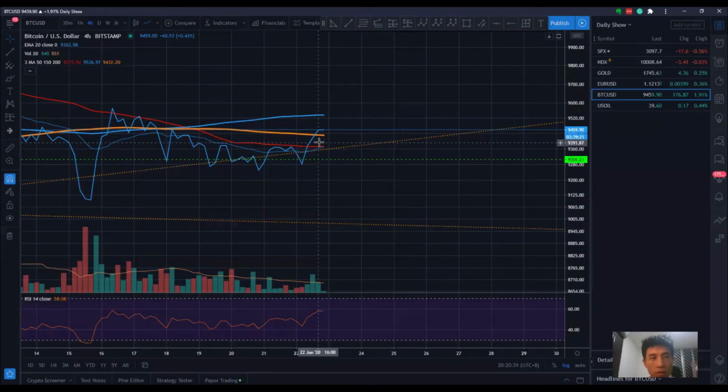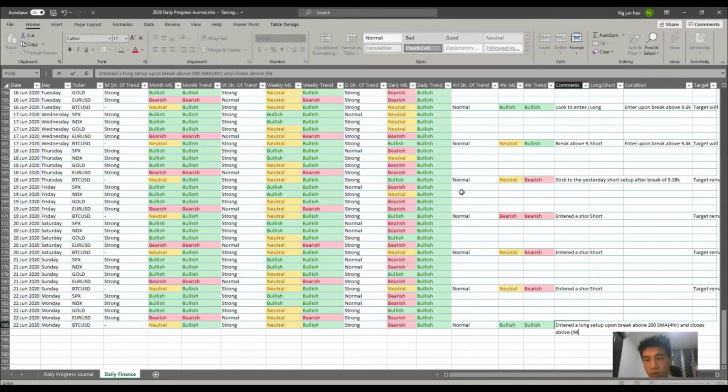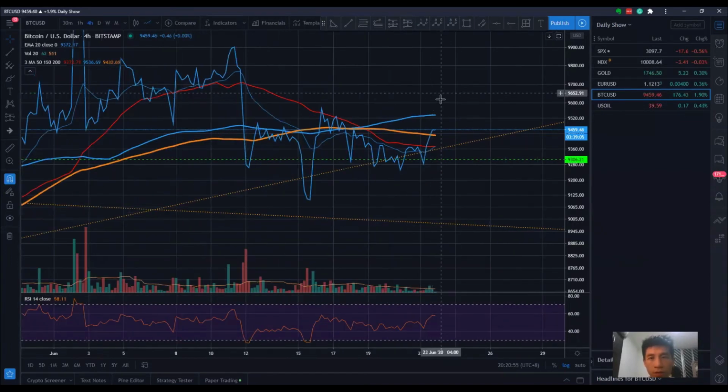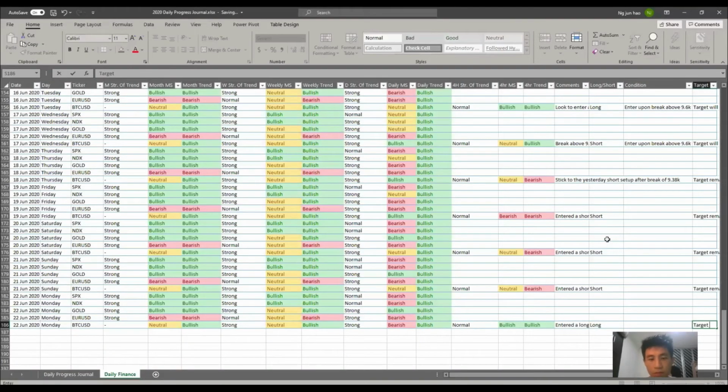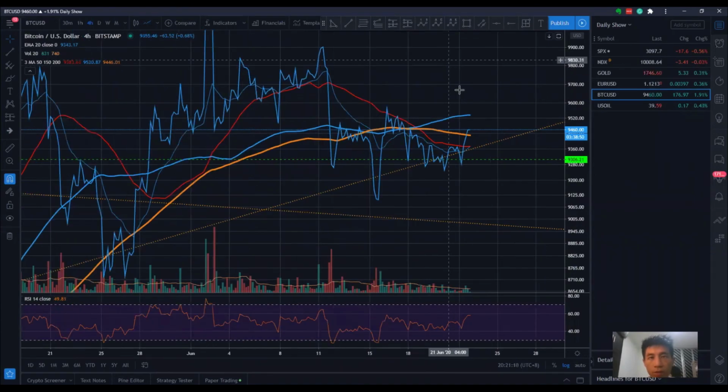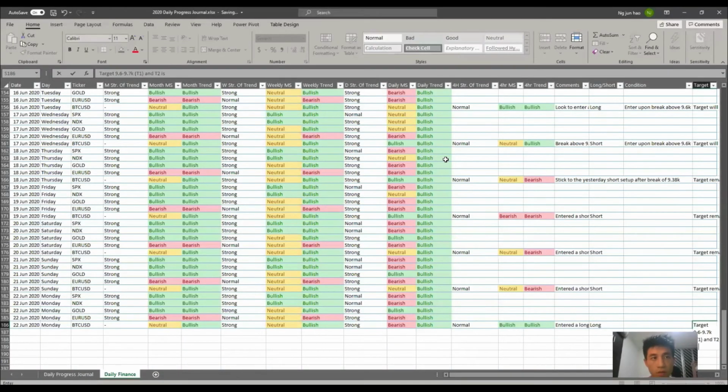Yeah, 9461. Yeah, actually I entered at 9461. So that is my entry. I went for long. In terms of the targets, these are the two targets I was looking for. So basically I look for it here, which is the 9,600 to 700 region. T2 is at the 9.8 to 9.9K region. So yeah, these will be the two targets I have.